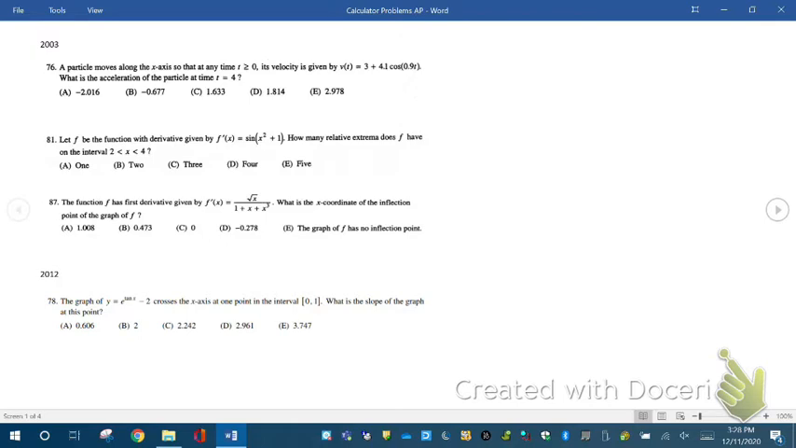All right, this one is asking how many relative extrema. Well, relative extrema, that means maxes and mins. So how many maxes and mins are there on the original function? But the big glitch is the derivative is what's given. So we're going to graph the derivative. I want you to keep that in mind. We're graphing the derivative.